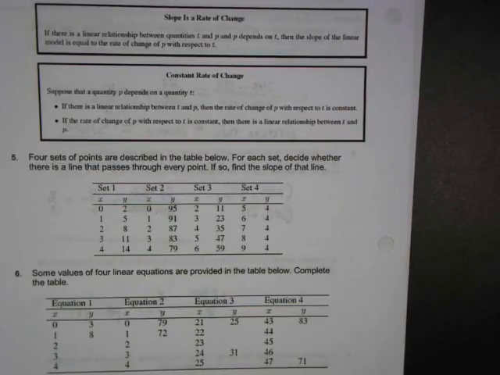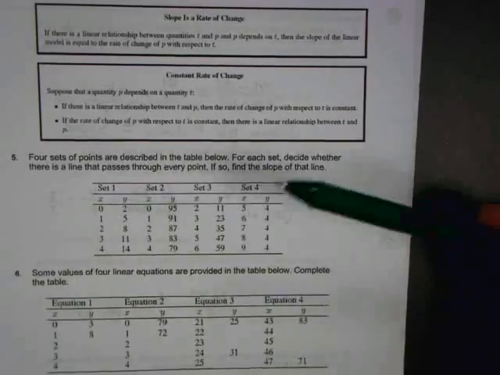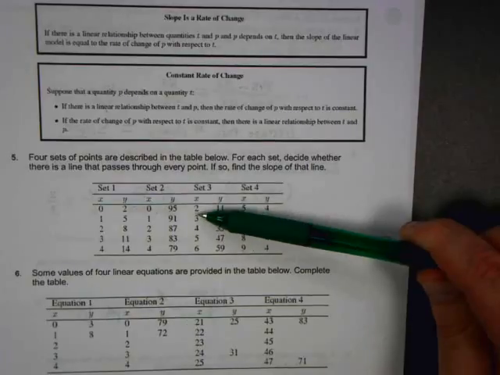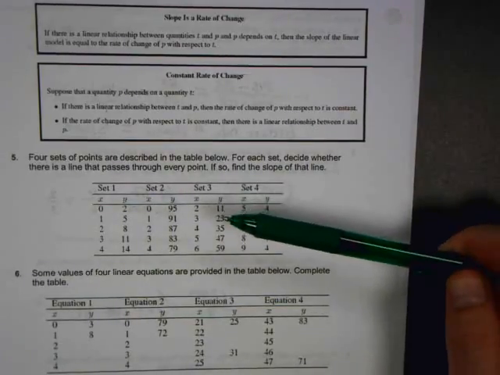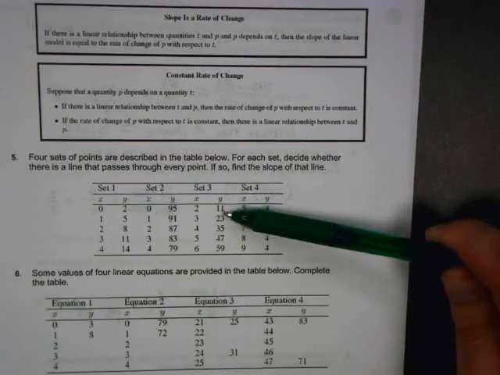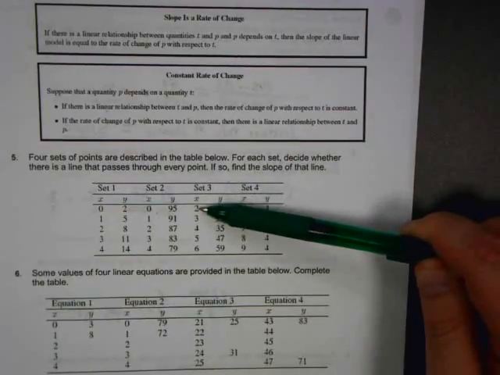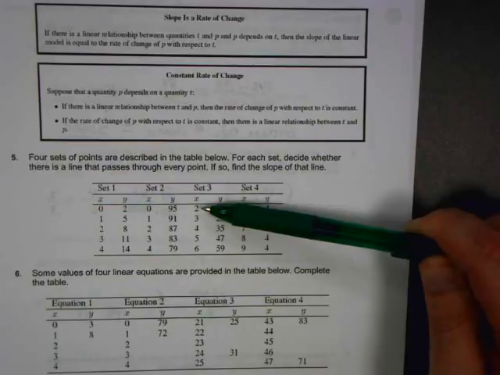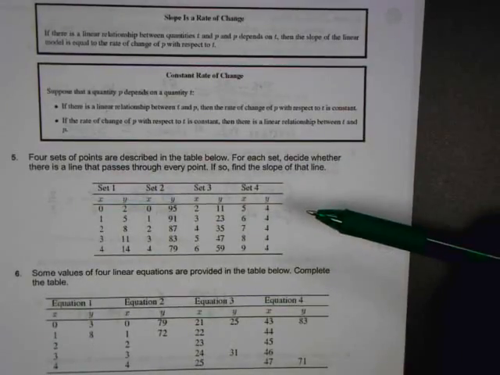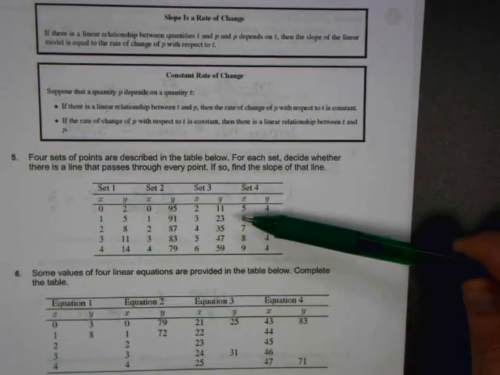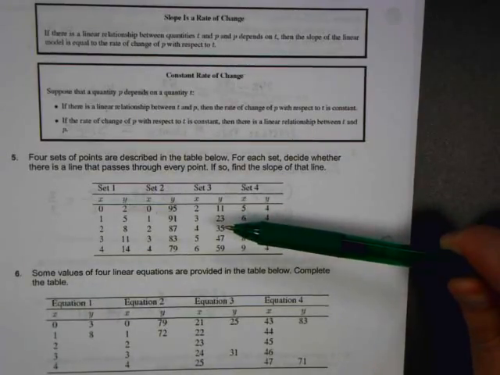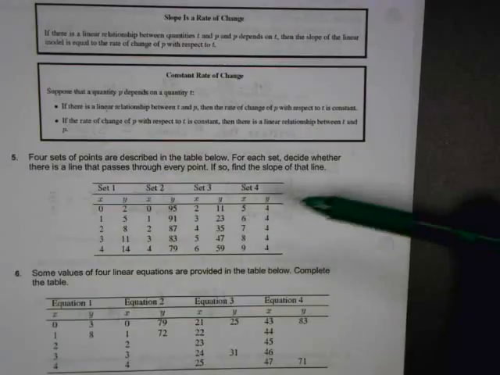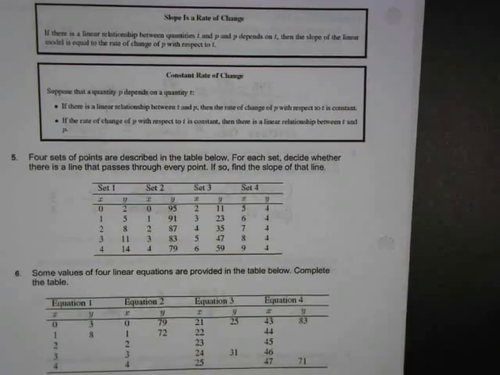How about set number 3? Is that one a line? Yes, because the X values are still going up by 1. Oh, sorry. You answered my next question. The Y values are going up by 12. Does it matter that the X's don't start at 0 that time? No. Slope of number 3 is? 12 over 1.